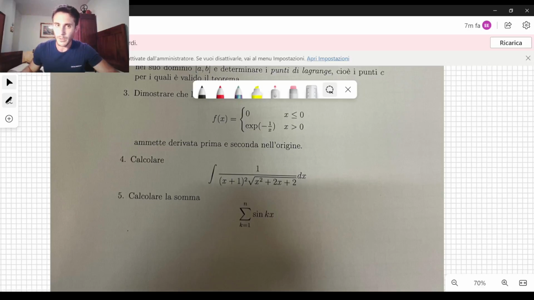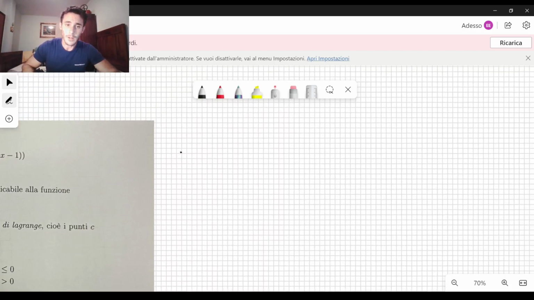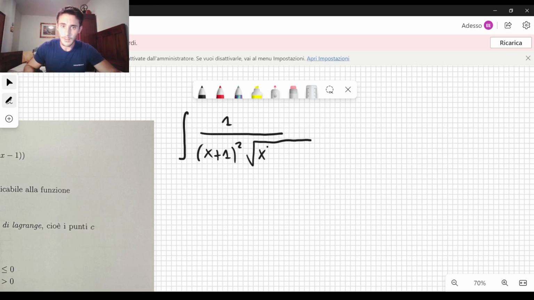Now we are going to solve problem number 4 from this calculus exam, which consists in calculating this indefinite integral. So we just have to calculate the indefinite integral, and let's do it. I will write the integral of 1 over (x plus 1) squared, times the square root of x squared plus 2x plus 2, dx.